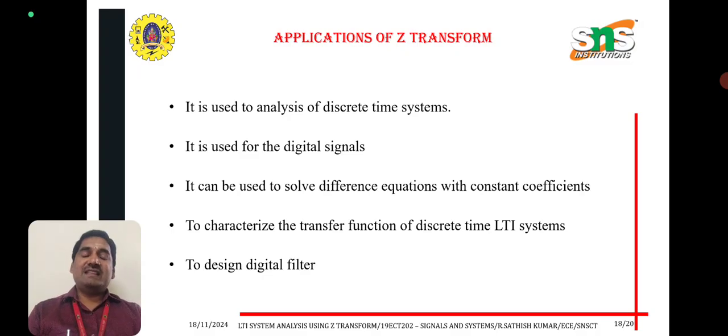Now we can see the applications of the Z transform. It is used for analysis of discrete time systems. It is used for digital signals. It is used to solve difference equations with constant coefficients, to design digital filters, and to characterize the transfer function of linear time invariant systems.